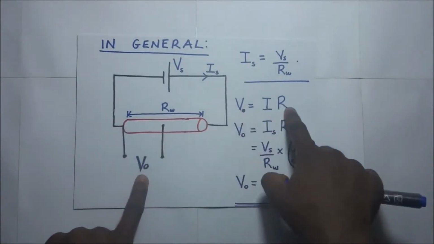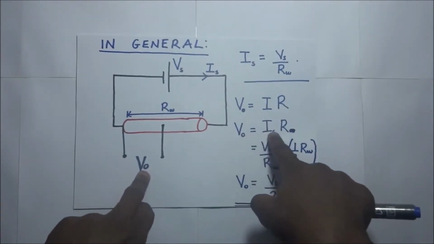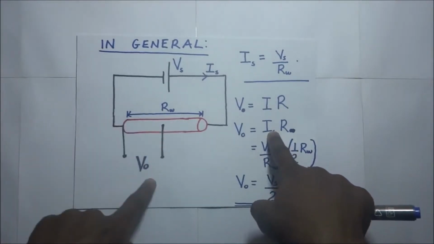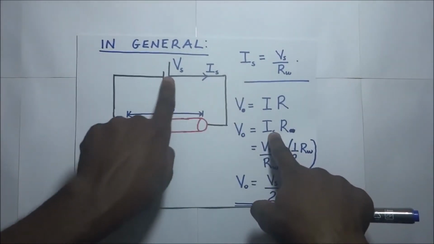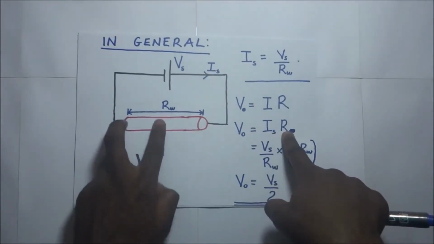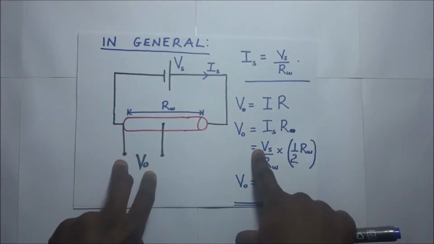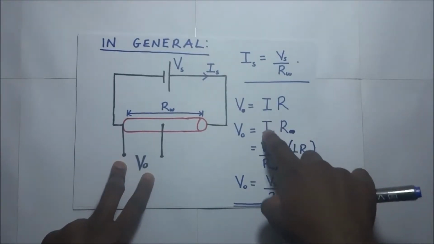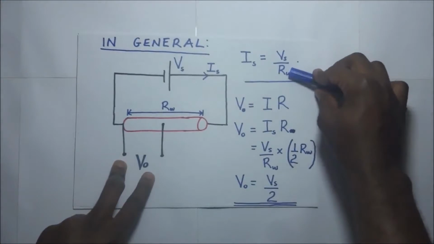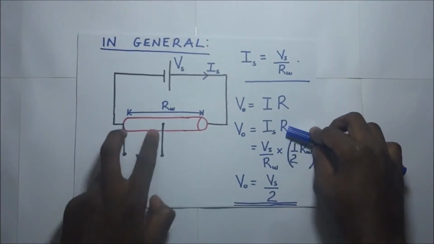Still using V equals IR, we know that the output voltage at this point is going to be the current going through that portion, which so happens to be the IS that is being produced, multiplied by the resistance across that portion. In this case, the current IS is VS over RW, which is this. Multiply that by the resistance of this portion.